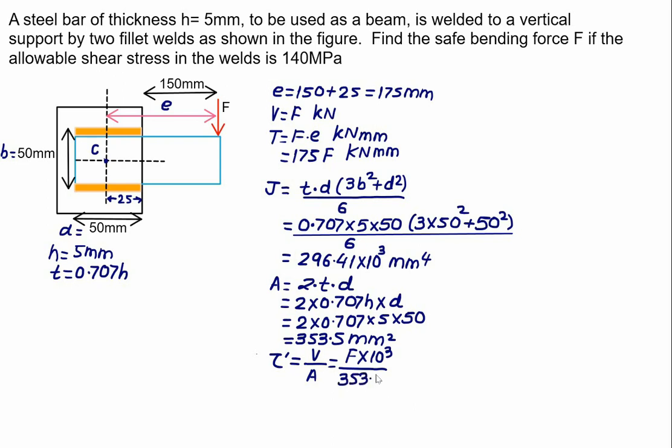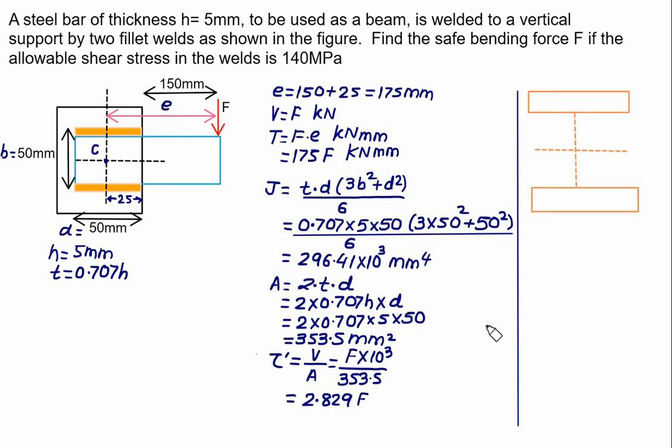353.5. So the shear stress comes out to be 2.829 times F. Remember, here the value of F we are using is in kilonewton. So this one is the top weld, this one is the bottom weld. The length of weld is D equal to 50 mm. This one is the position of the centroid, and this one is the centroid of the top weld.